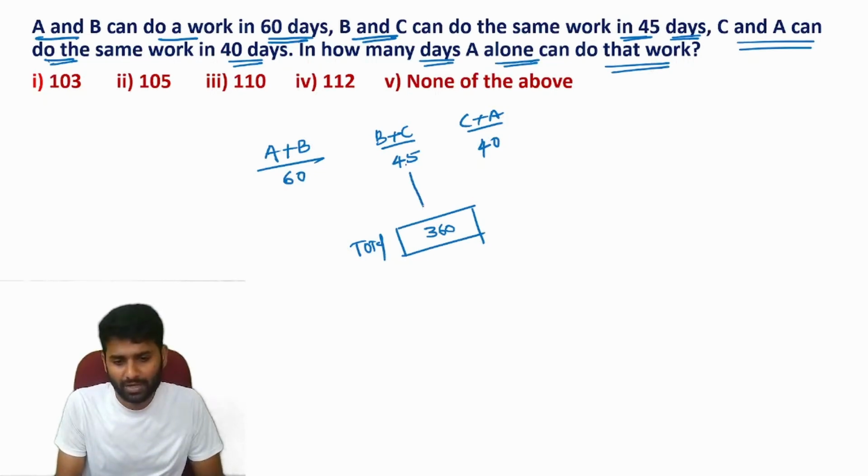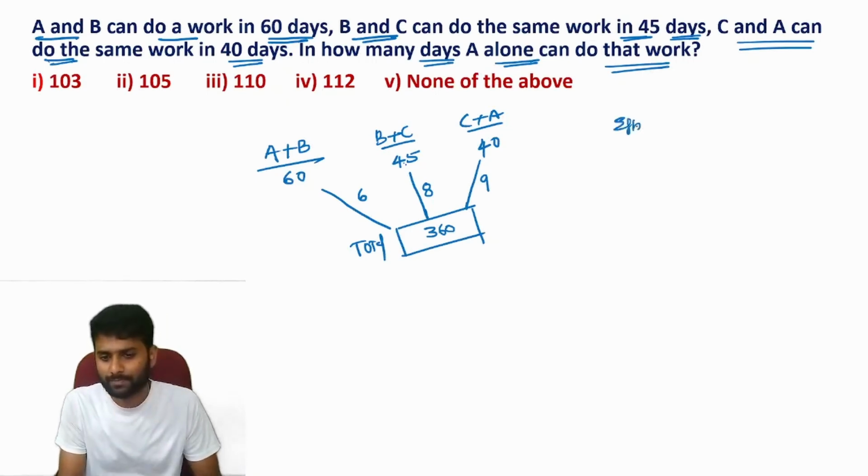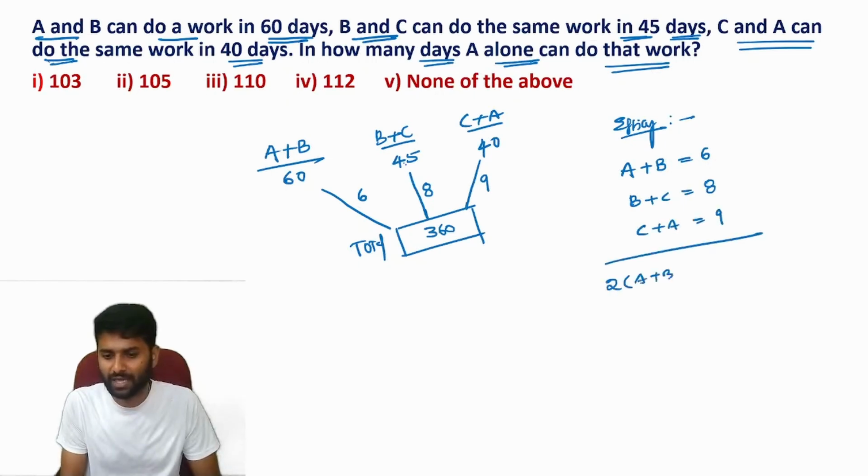Now you can see that 45 becomes 360 means it is exactly 8 times. So this is exactly 9 times. So this is exactly 6 times. Now you will get the efficiency of two people. Efficiency of A plus B is 6, B plus C is 8 and C plus A is 9. Go through the sum: 2 times (A plus B plus C) is equal to 8 plus 6, which is 14, plus 9 is exactly 23.